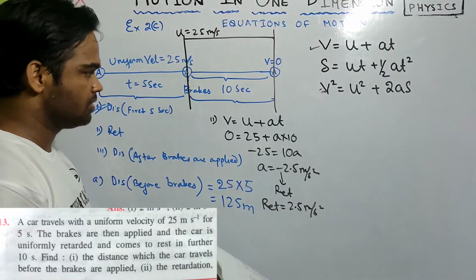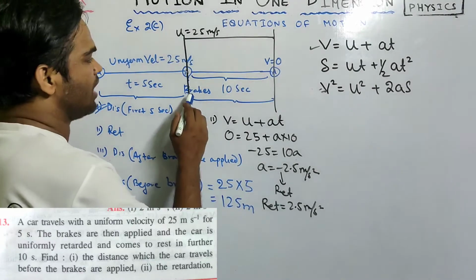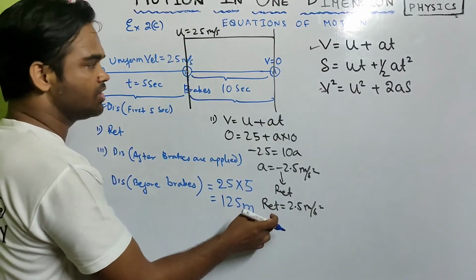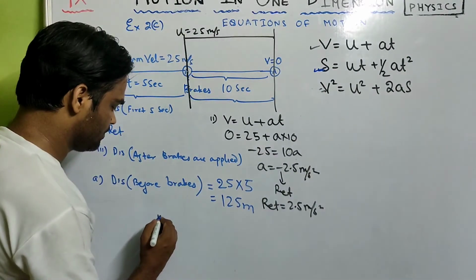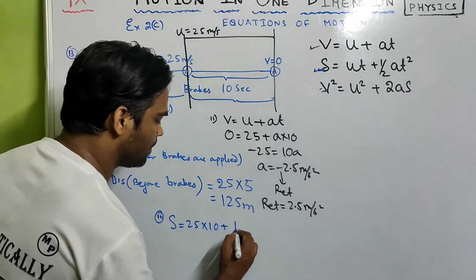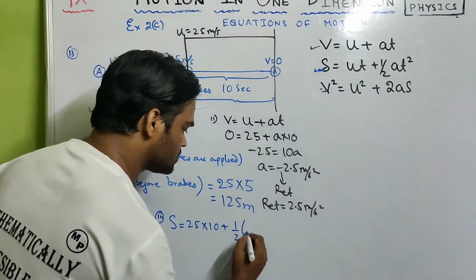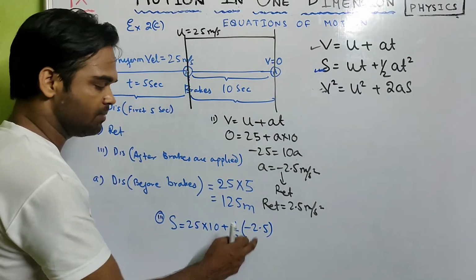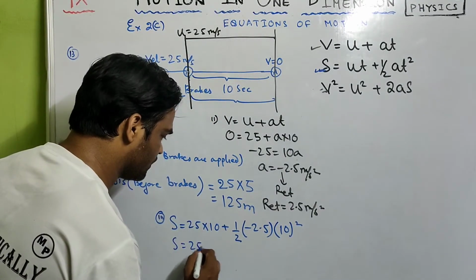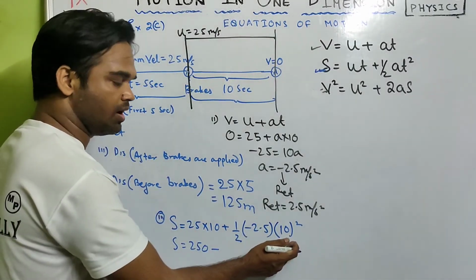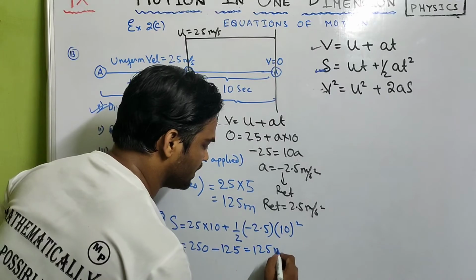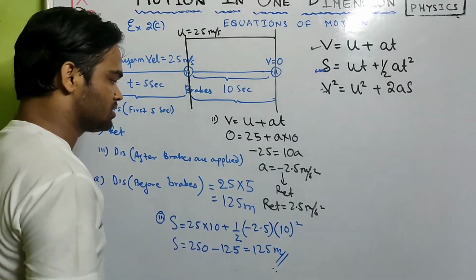Done. Now they have asked the third portion, how much distance it travels after the brakes are applied. Very easy. We have the initial velocity, we have the time, we have retardation. Use this formula. Number 3, S equals ut plus half at square. U is 25, t is 10, a is minus 2.5 retardation, t square is 10 square. This is 250 minus 2.5 into 100, which is 250, divided by 2 is 125. So that's 125 meter.